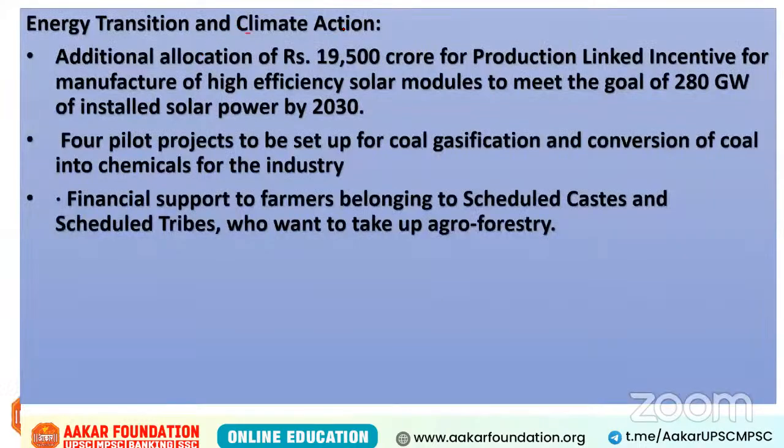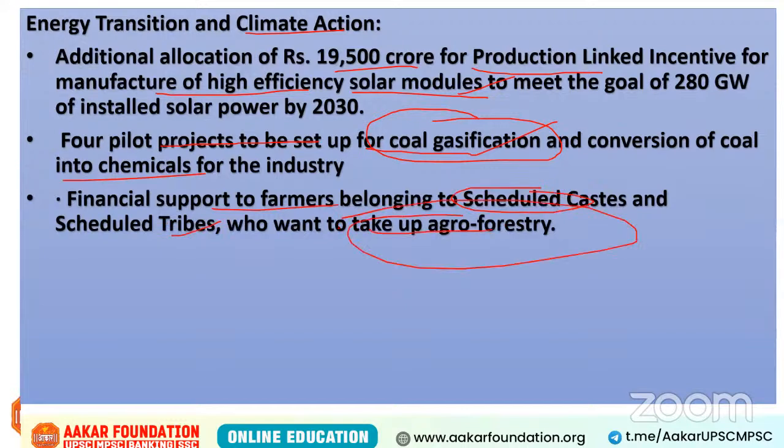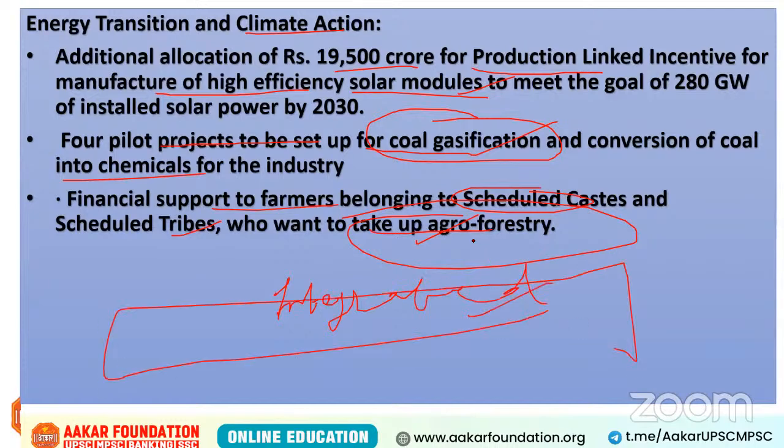Okay, then for the energy transition and climate change, additional allocation of 19,500 crore for PLI scheme for the manufacture of high efficiency solar modules. 4 pilot projects to be set up for coal gasification and conversion of coal into chemicals. Coal gasification important. Financial support to farmers belonging to the scheduled castes and scheduled tribes who want to take up agroforestry. So agroforestry, integrated farming system is being promoted. It's very important for doubling the farmers' income.